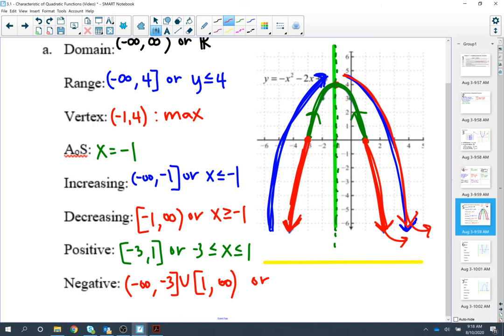So what I mean by that is the first part of your negative is over here on the left where it's -3 out to negative infinity. So that's going to be x is less than or equal to -3. Or x is greater than or equal to +1. So this would be your inequality notation versus this over here would be your interval notation. So there are 2 different statements, one statement for the left, one statement for the right, versus up here it's all together because of the middle.